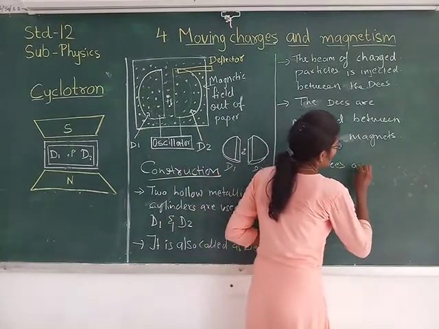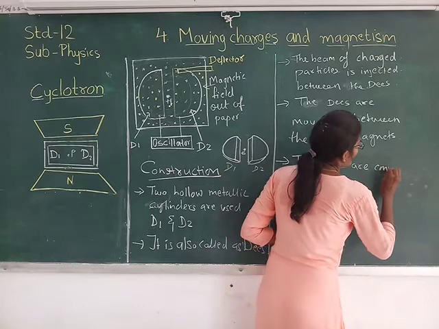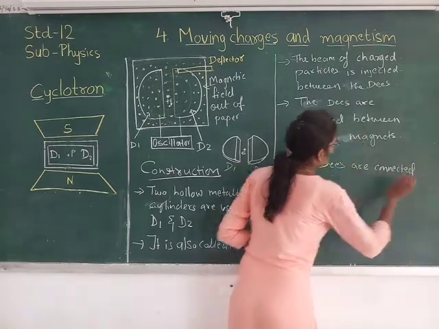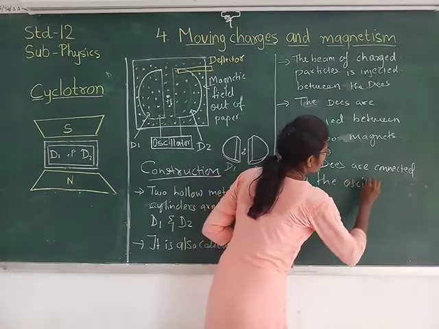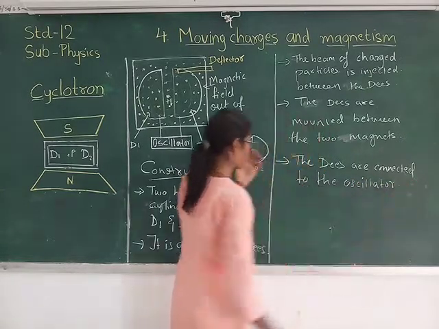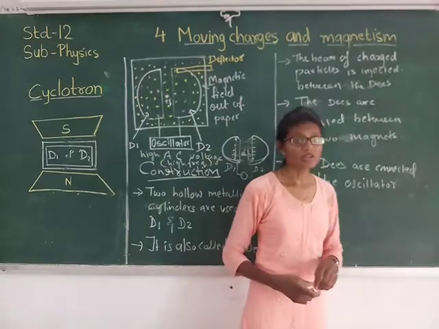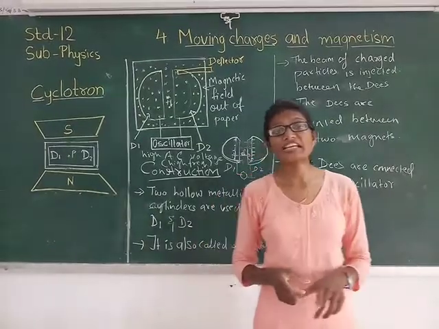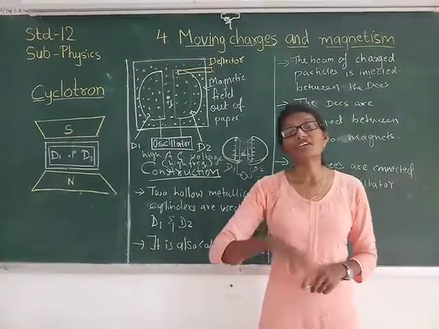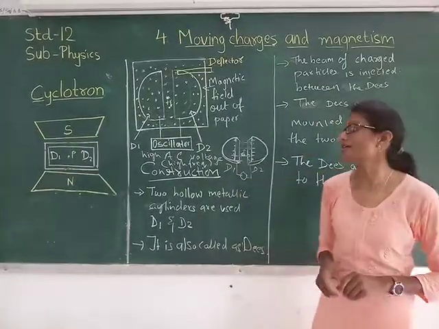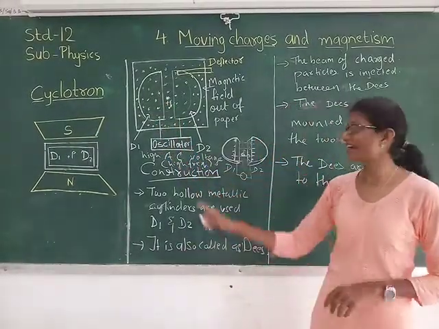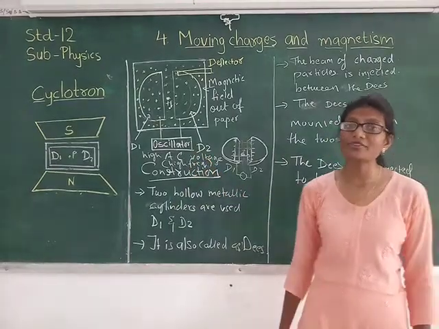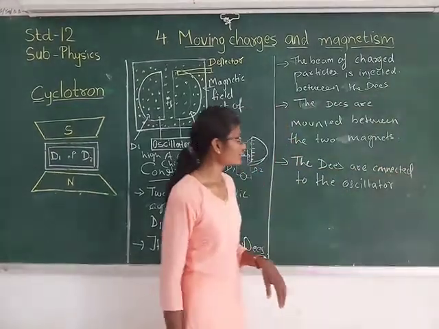Okay. So these 2 Ds are connected to the oscillator. Oscillator means what? It is a type of device that will be generating the high voltage, right? So here the Ds are connected to high AC voltage and high frequency. It is having high frequency.